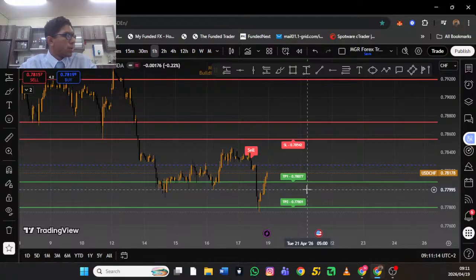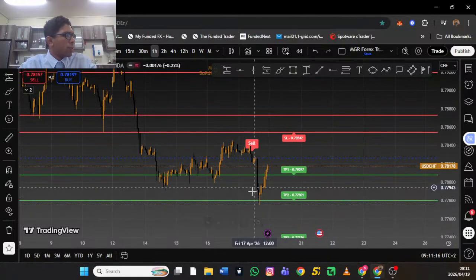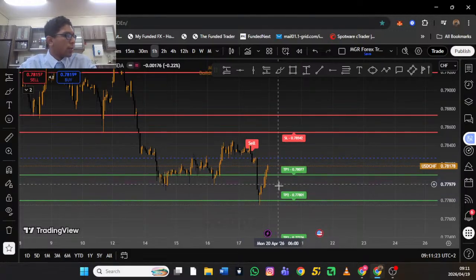Nice sell on USD CHF. Clean take profit 2. Once again, you're seeing that same reversal. And again, a nice retest there to have a strong run towards the downside.